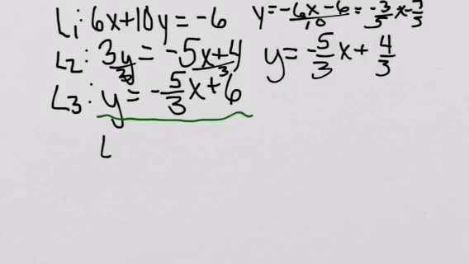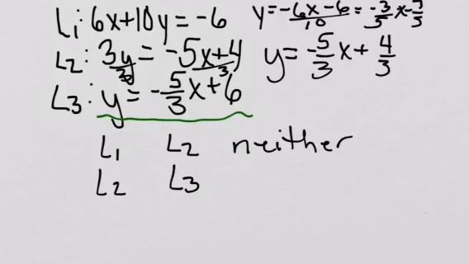Comparing line 1 to line 2, the slope is -3/5 compared to -5/3. Those are reciprocals, but they're not opposites. Both of those slopes are negative, so that would be neither parallel or perpendicular. Comparing line 2 to line 3, the slopes are identical, but the y-intercepts are different, so those would be parallel because the slopes were the same and they had different y-intercepts.